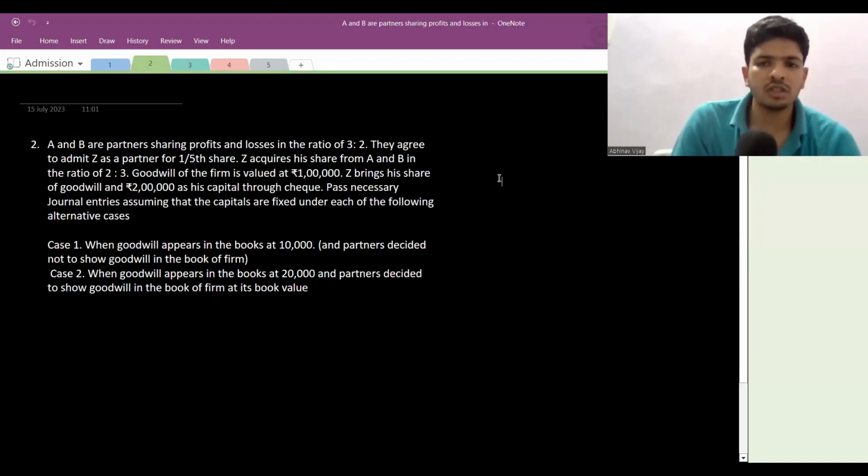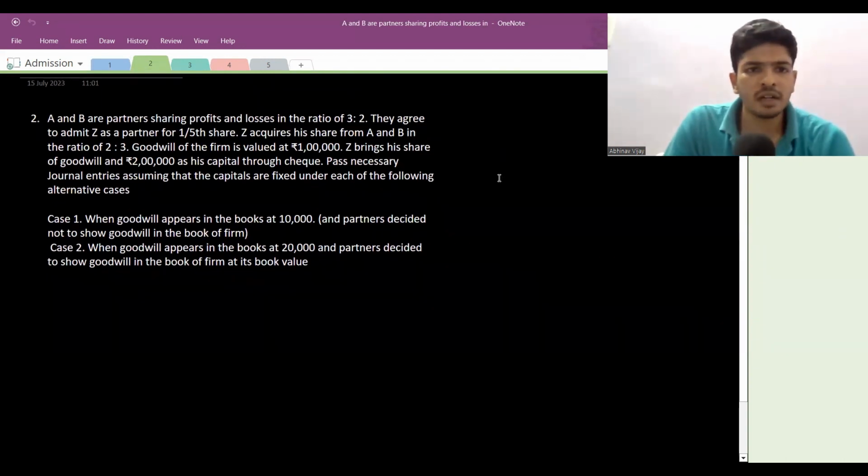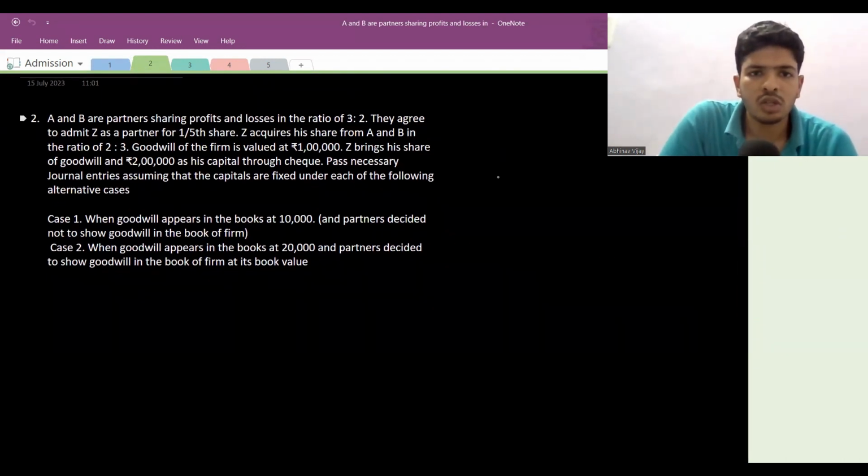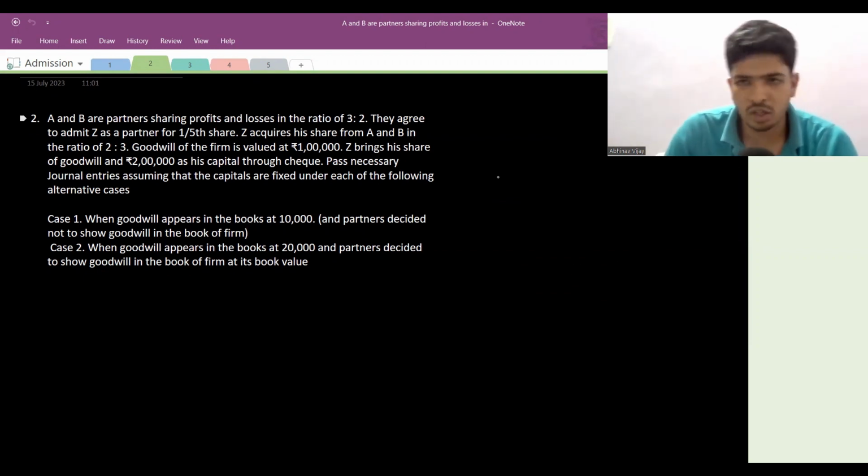Second question. Here they say A and B are partners sharing profit and loss in the ratio 3:2. They agree to admit Z as a partner for 1/5 share. Okay. Then they say Z acquires a share from A and B in the ratio 2:3. Goodwill of the firm is 1 lakh. Z brings in a share of goodwill, okay, and 2 lakh through check.